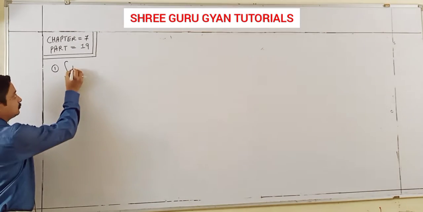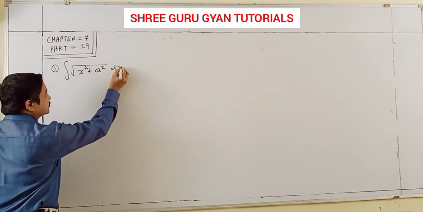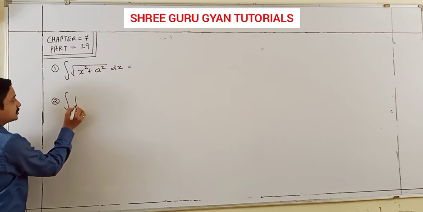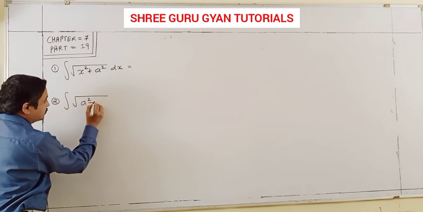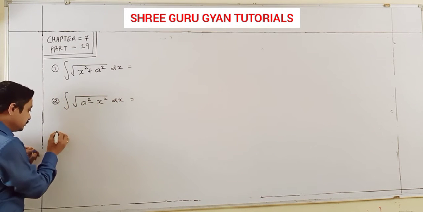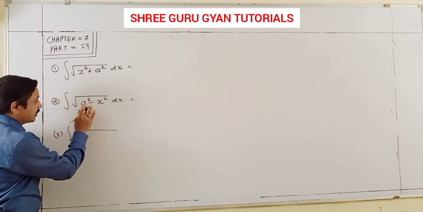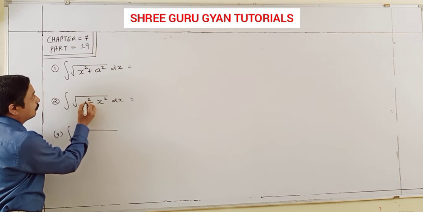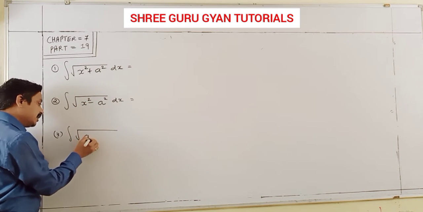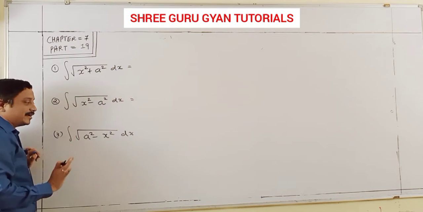Integrate under root x square plus a square dx. Second, integrate under root a square minus x square dx. And third, integrate under root x square minus a square dx. I write them all down here because they are the same type.